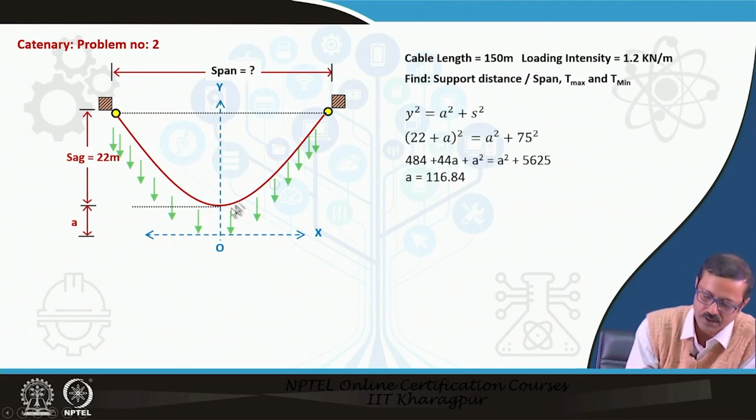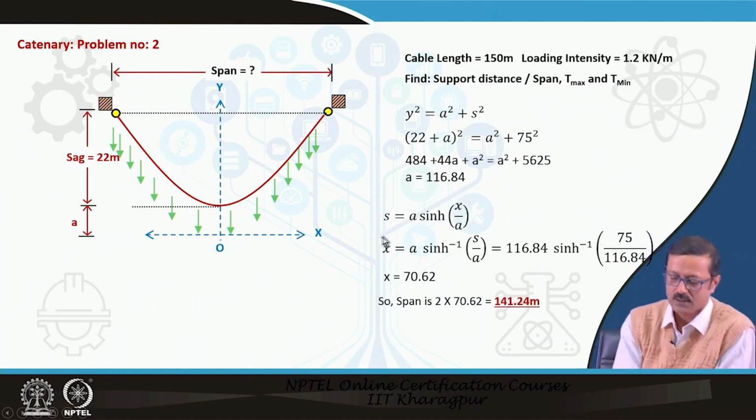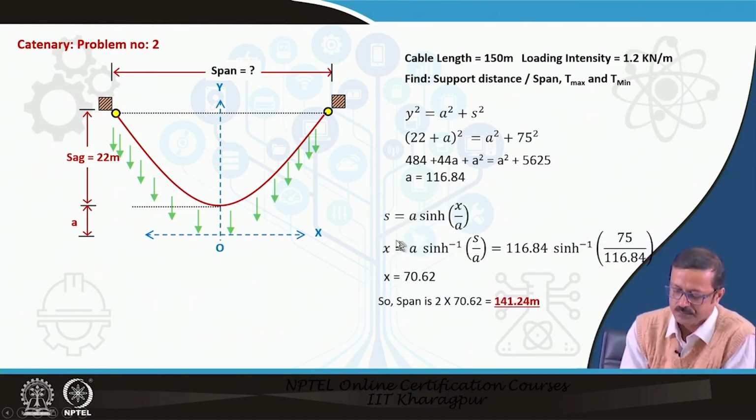So this is 75 and this is 75. So the total is 150. So I can directly now use this formula where y is equal to, from this to the topmost point, I mean in this case, 22 plus a square equal to, a I don't know, a still I don't know, plus 75. So I try to find out how much a is: 116.84. And as I know a, I use this equation, I put the values of a and I try to find out the value of x.